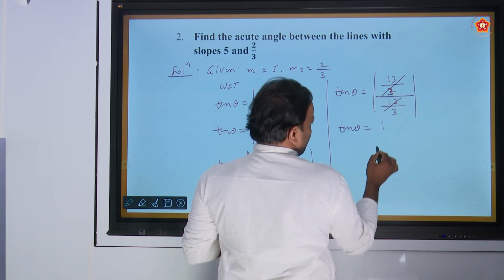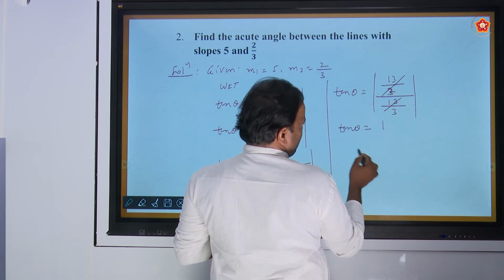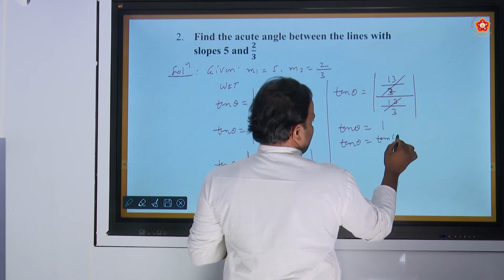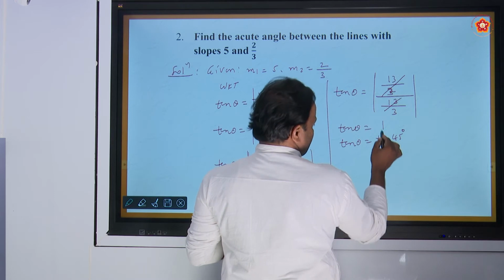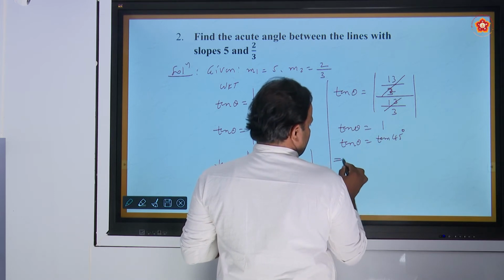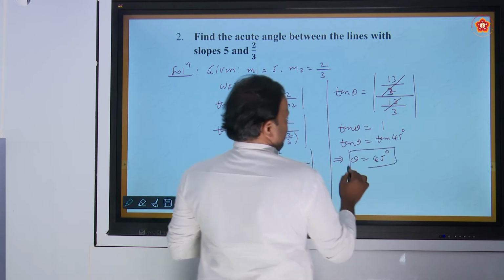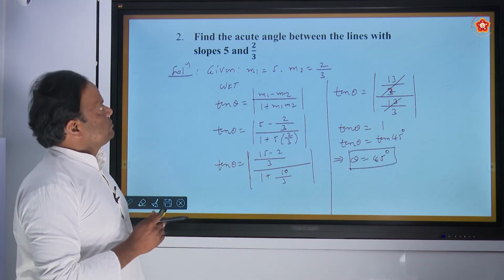Tan theta is equal to the remaining 1. This is positive, no, open the mod. So, tan theta is equal to 1. Instead of 1, write tan 45 degree. This implies theta equal to, once again the same answer, 45 degree. This is an acute angle, correct.